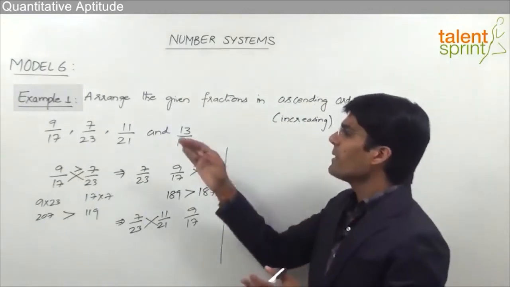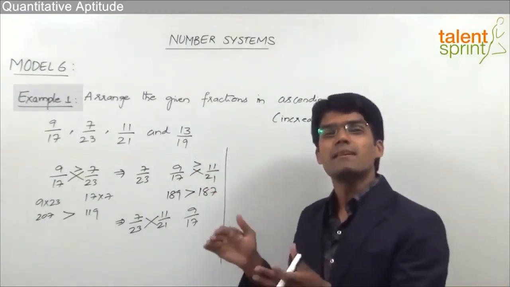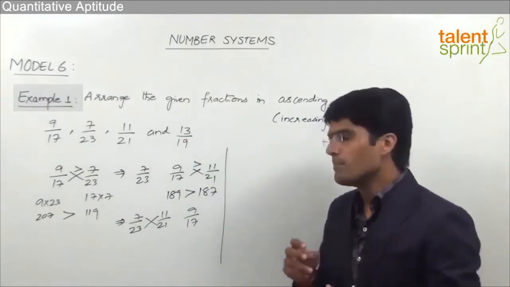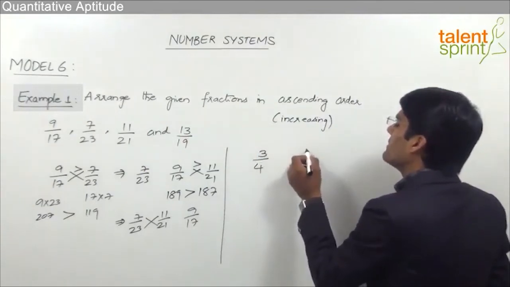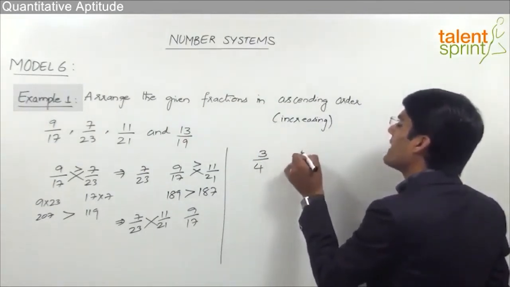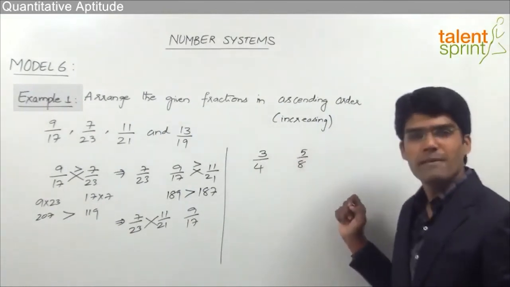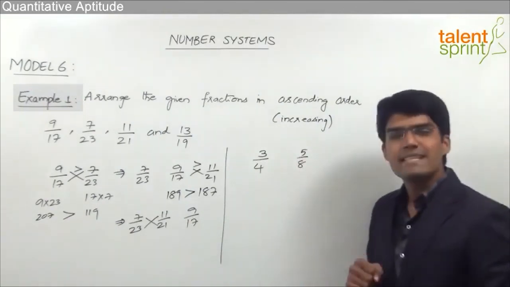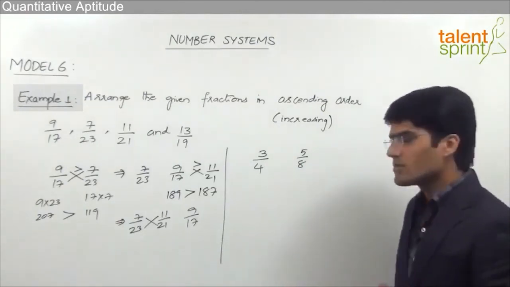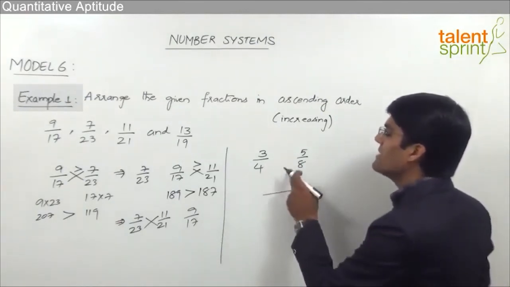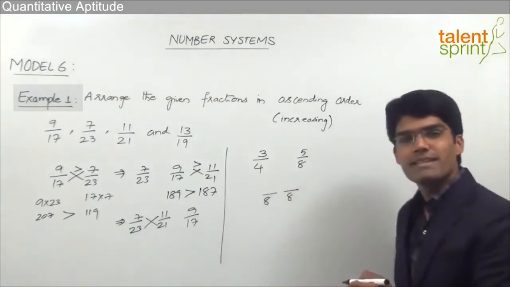The other way of comparing these fractions and arranging them in the proper order would be to take the LCM of the denominators. For example, let's say we have two fractions 3 by 4 and 5 by 8. Now whenever we have to compare these two fractions 3 by 4 and 5 by 8, what we can do is take the LCM of the denominators, or that is nothing but make the denominators equal. So that can be done by taking the LCM. That means 8 and 4, the LCM is 8. So both the denominators can be taken as 8.